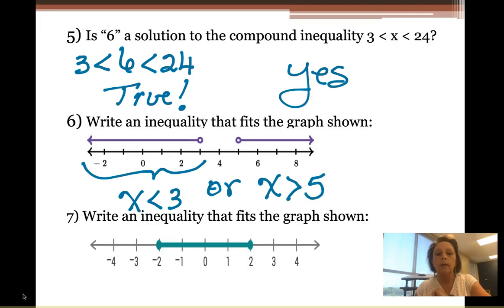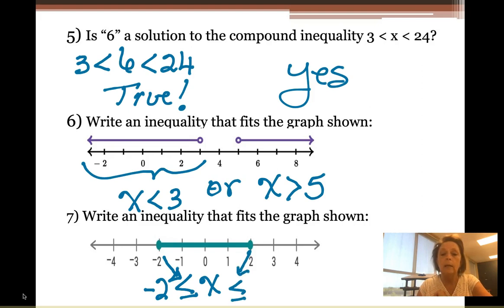Write an inequality that fits the graph shown. All right, so this is 2 points shaded in between, so this has got to be an AND, so we know that our x is going to go in the middle, and we're going to have 2 numbers on either side. Well, our 2 numbers are -2 and 2. So we know that x is greater than or equal to -2, because it's shaded in, and we know that it has to be less than or equal to 2.